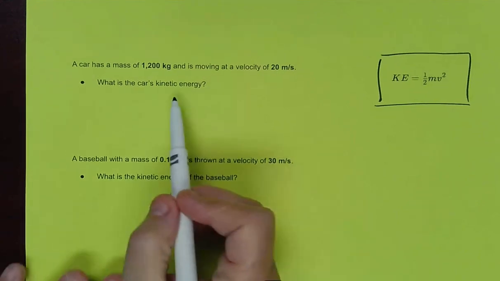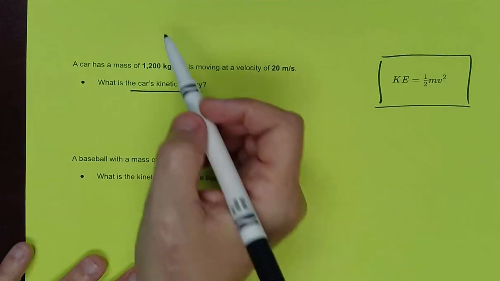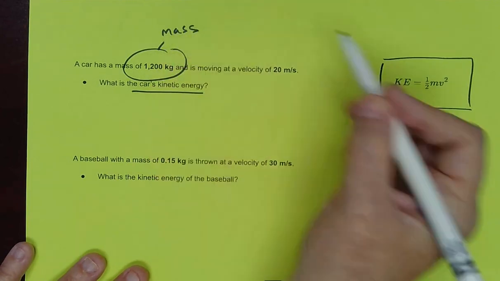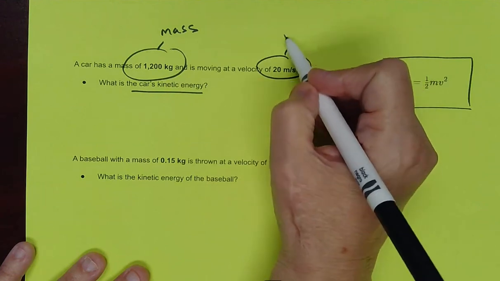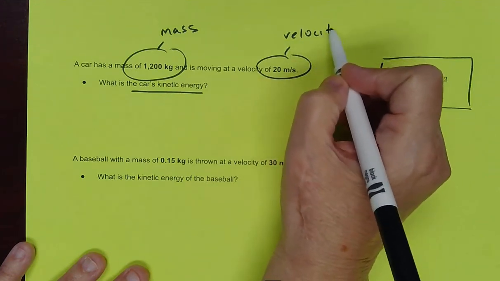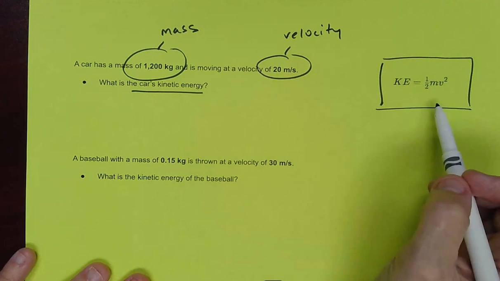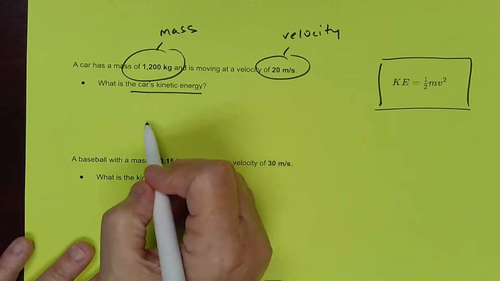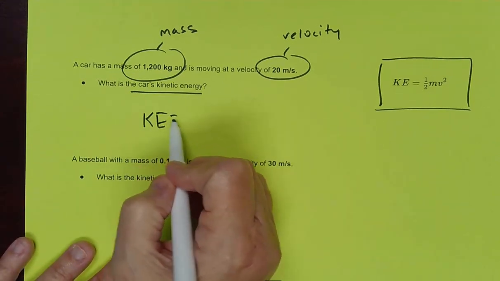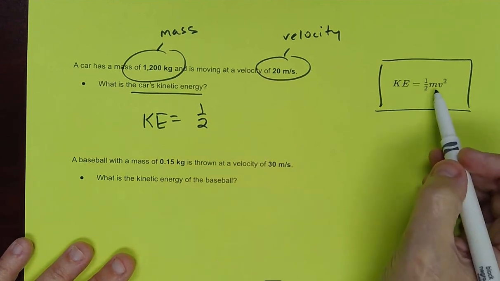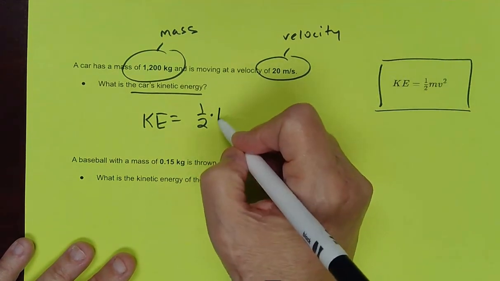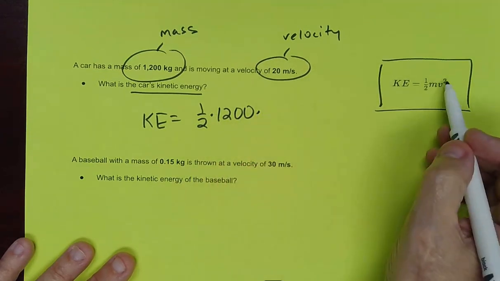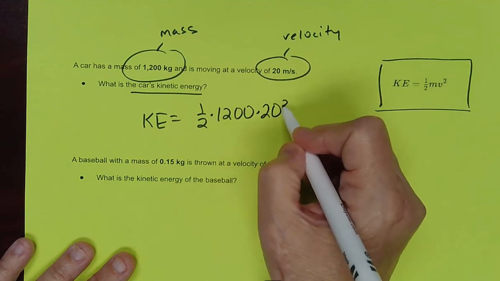But we want to calculate a car's kinetic energy. This number is the mass. This number is the velocity. And so if you can put those numbers in this formula and put it in your calculator, you'll be able to find the kinetic energy. So the kinetic energy equals half of the mass, that is 1,200 kilograms, times the velocity squared.